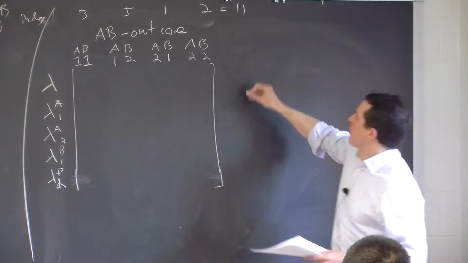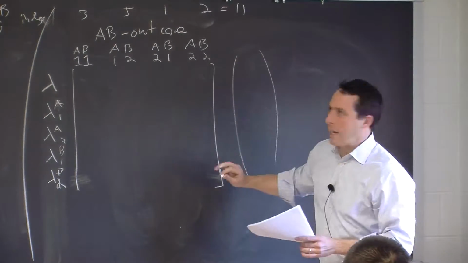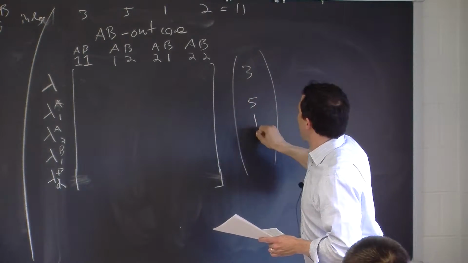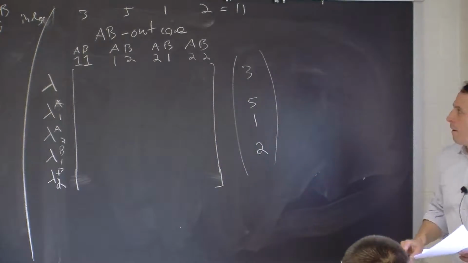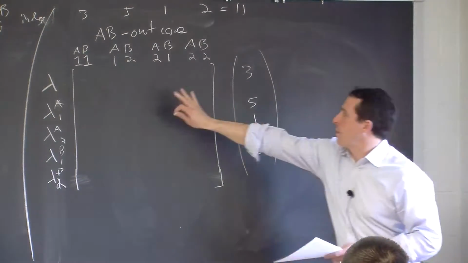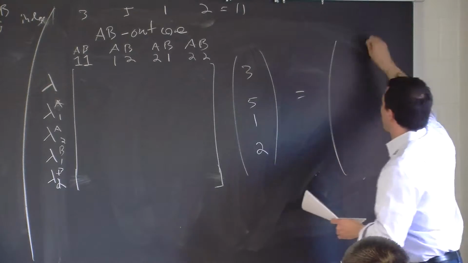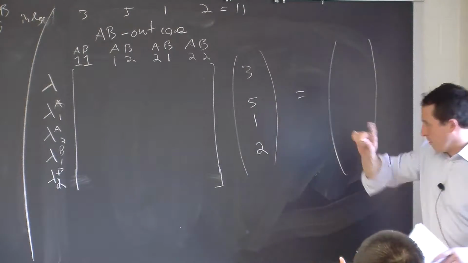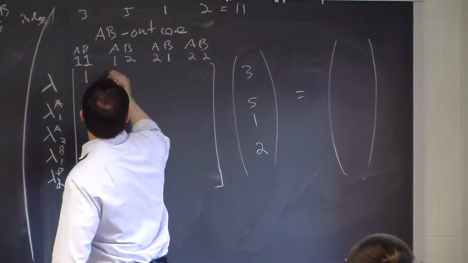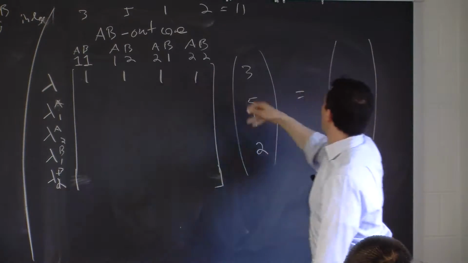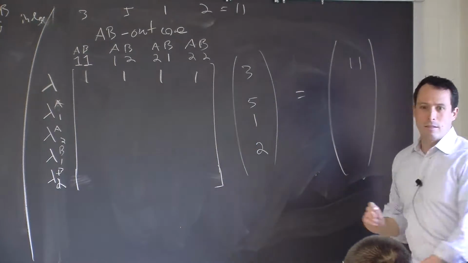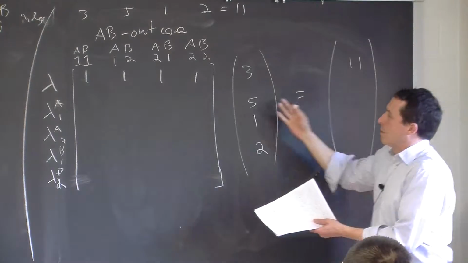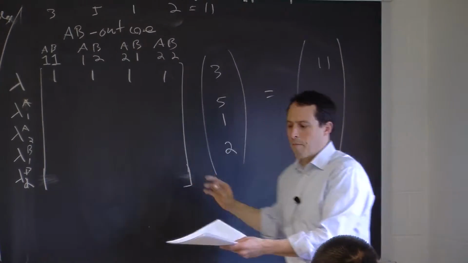So if I think about it as matrix multiplication, I have 3, 5, 1, 2. I'm going to multiply this by that, and I'm going to get a vector. Oh, just 1, 1, 1, 1, 1, 1. A vector of counts, right. Okay, so multiply that, and I get here 11. This is the number of times that we saw something happen.